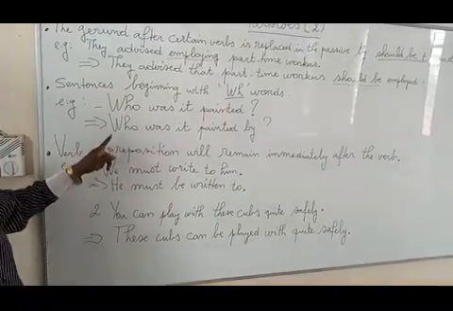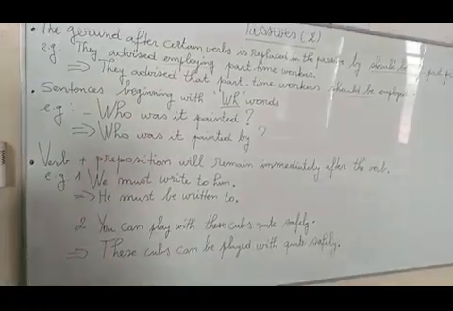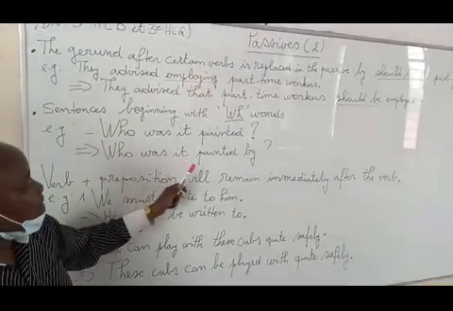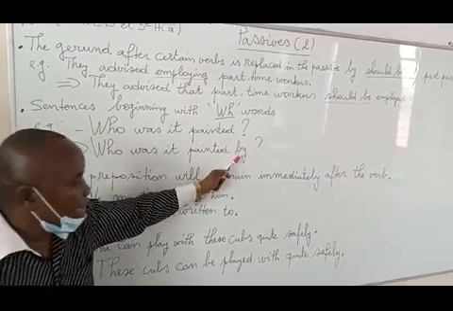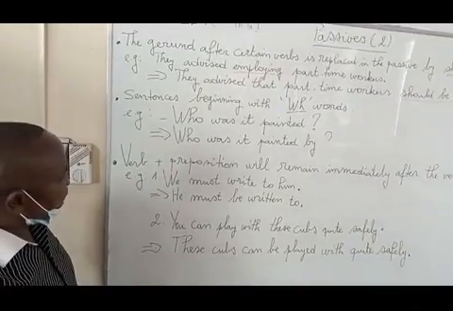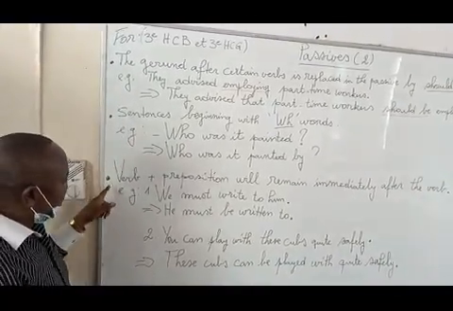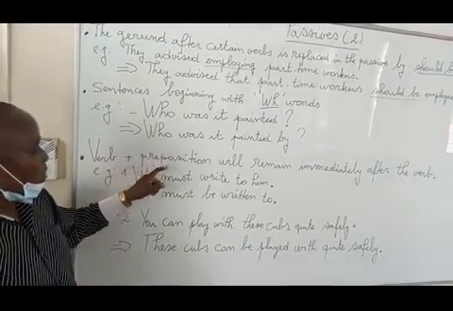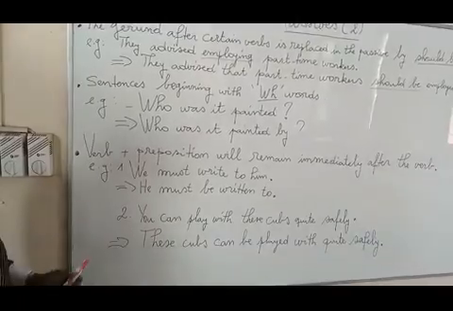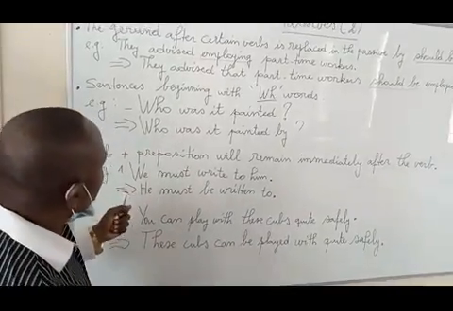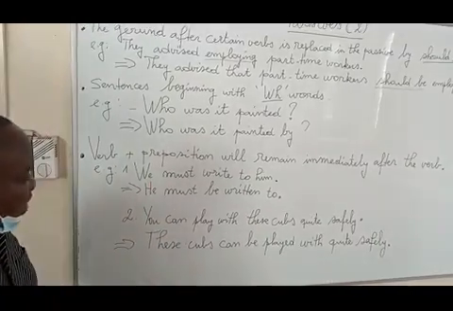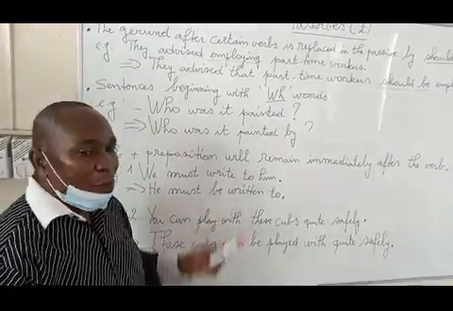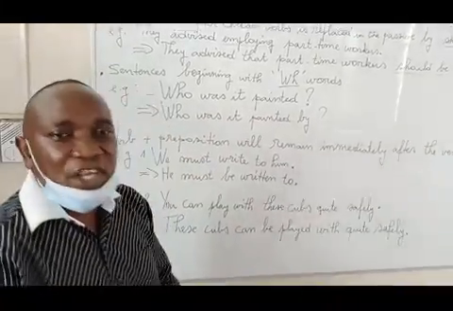WH word. Now this is the active, and in the passive voice we say, who was it painted by? See here, this is the passive voice. Now, this is, as I said, the second case. Apart from that, we have another case, verb plus preposition. Now, in a sentence which is in active voice, if the verb is followed by a preposition, when we transform this sentence into passive voice, the preposition comes immediately after the verb.